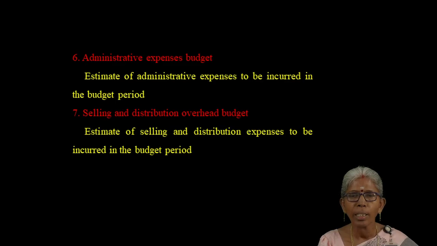Next one, administrative expenses budget. It is an estimate of administrative expenses to be incurred in the budget period. Administrative expenses, for example, are office rent, office salaries, printing and stationery, etc. Then next one, selling and distribution overhead budget. It is an estimate of selling and distribution expenses to be incurred in the budget period. Examples are transport charges, traveling charges, salesman salary, warehouse rent, etc.